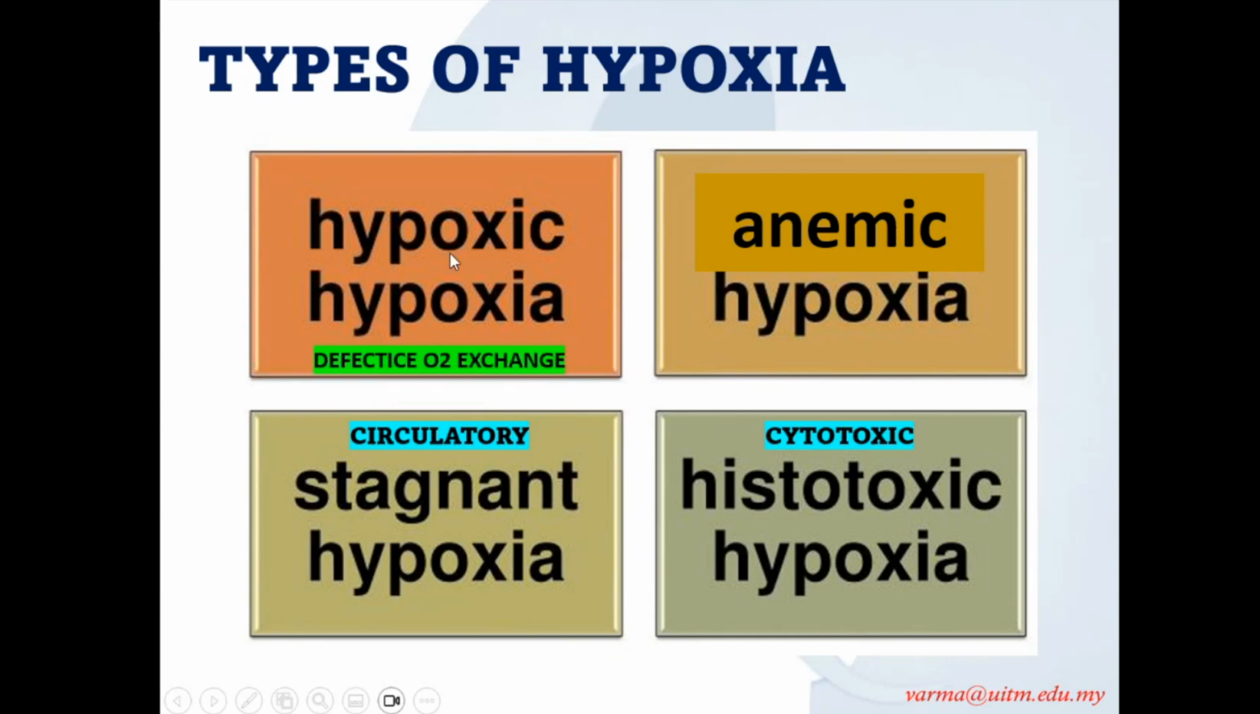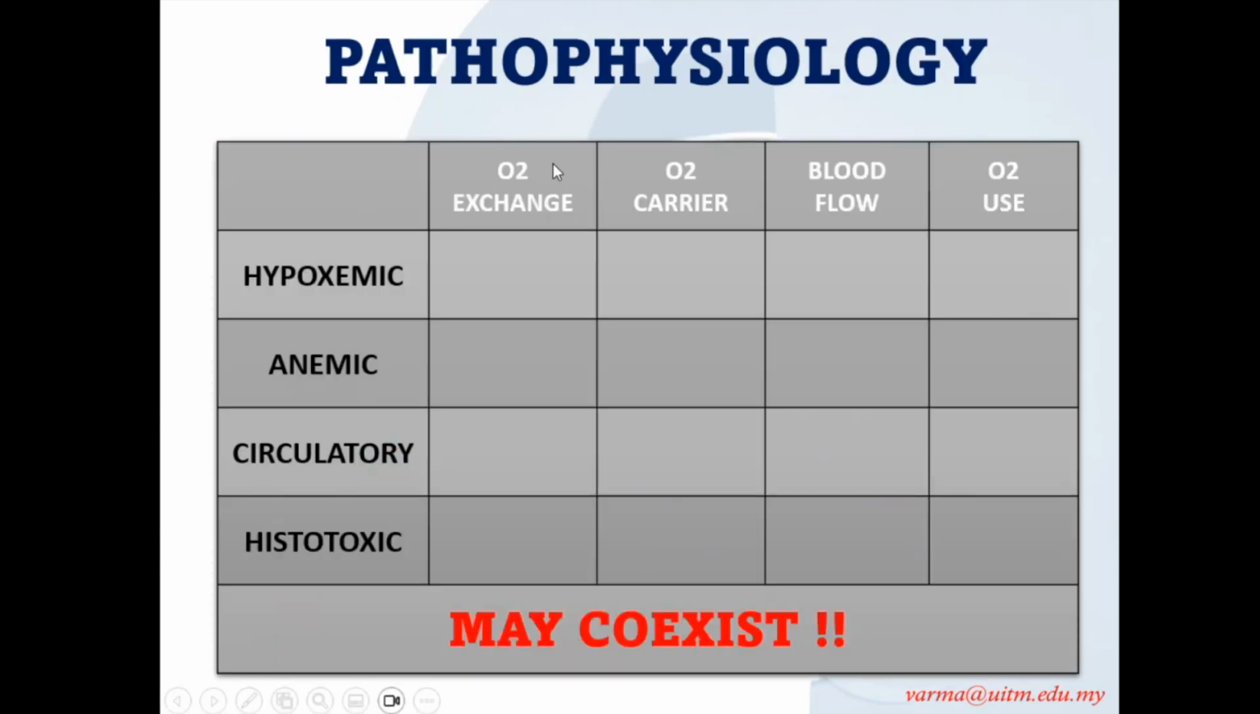So hypoxic hypoxia is the defective oxygen exchange. Sorry for the typo. Anemic hypoxia is the defective oxygen carrying. Stagnant hypoxia is the defective oxygen delivery, and histotoxic hypoxia is the defective oxygen usage. So we know a patient can develop hypoxia because of all these problems. Simply put, hypoxemic hypoxia is the oxygen exchange problem at the alveoli level, causing low PaO2 in the artery.